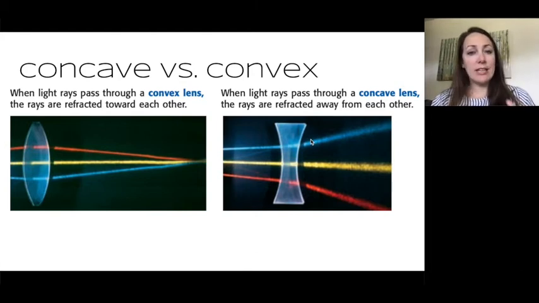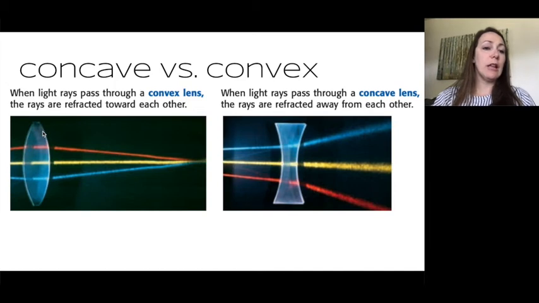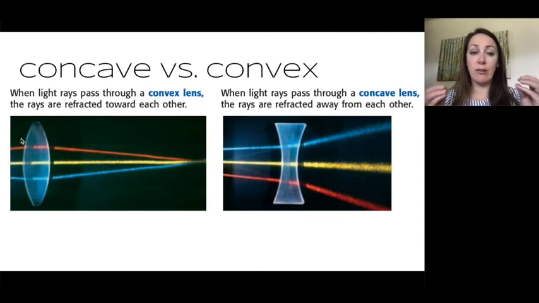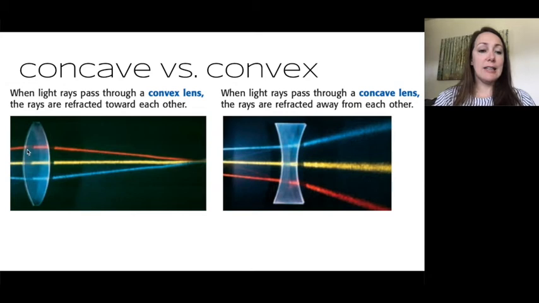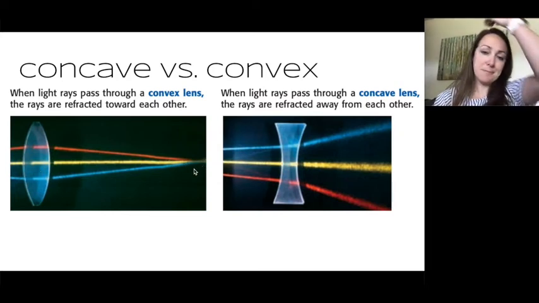So we have convex and concave lenses as well. Whenever light rays pass through a convex lens, the rays are refracted towards each other, which means they are converging together on a single point. As light comes through this convex lens, so it looks bubbled on both sides, the light rays are redirected, okay? They're refracted to converge on one single point.